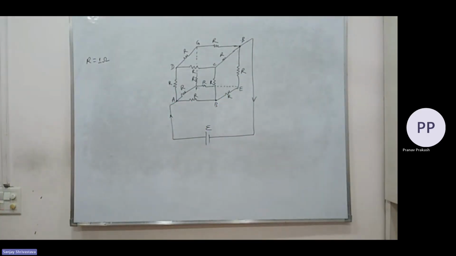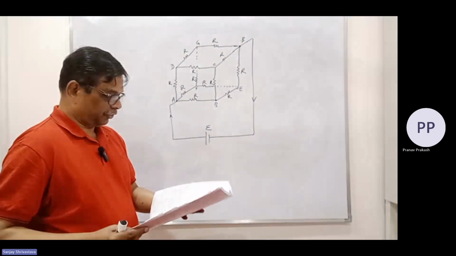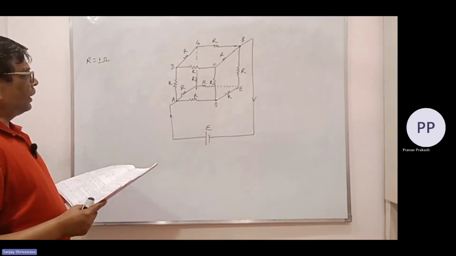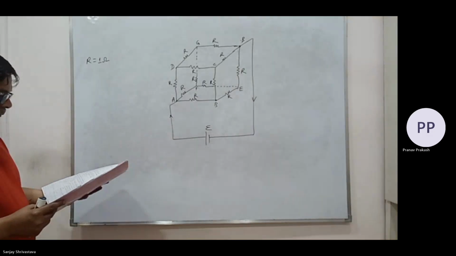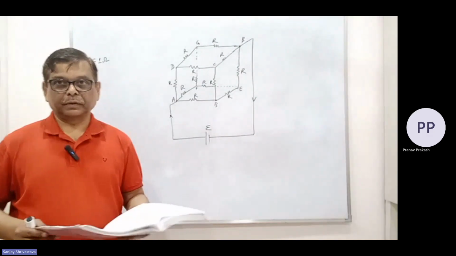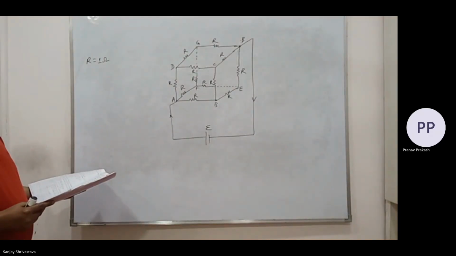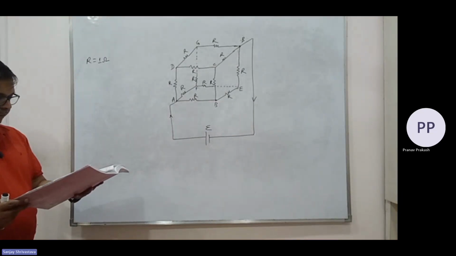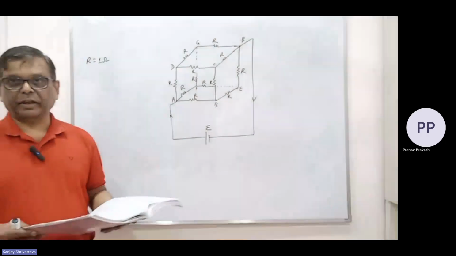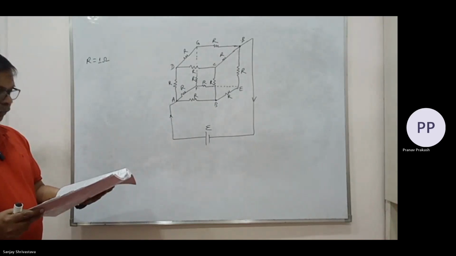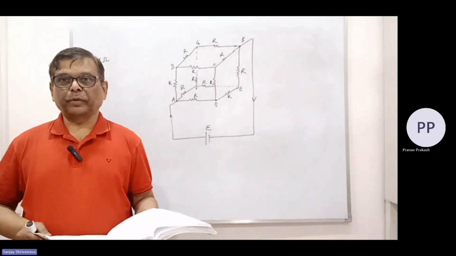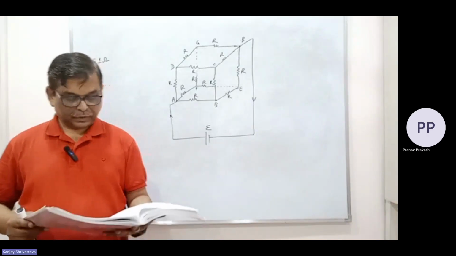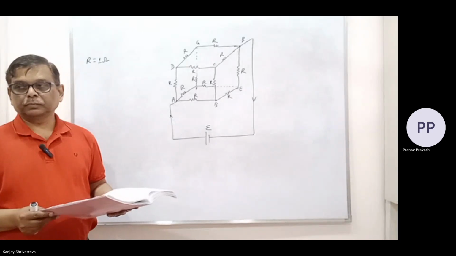For this one, just write down one statement here. Write down: since the paths AD, AF, AB are symmetrically placed, current entering at A will split into equal amounts along these paths.